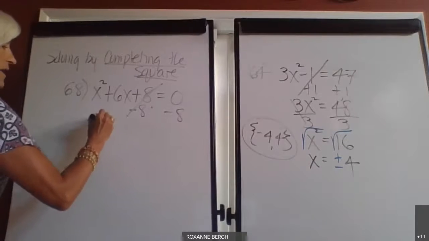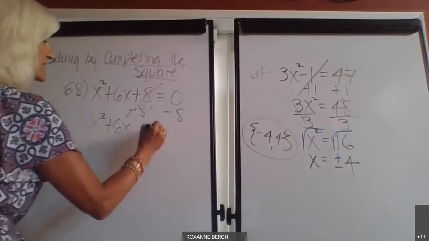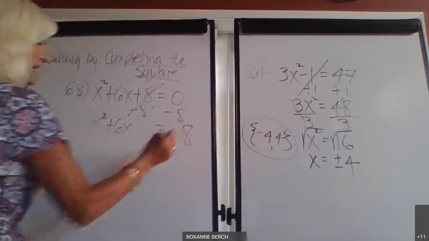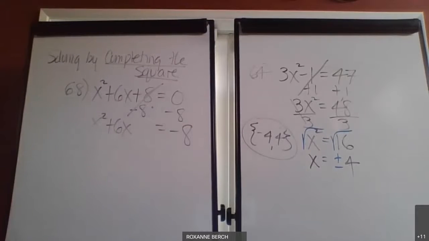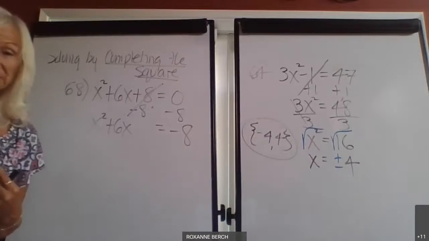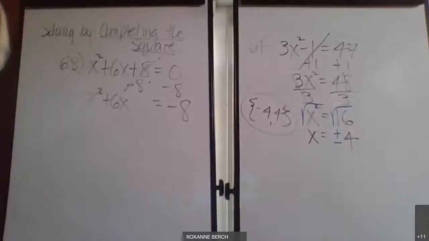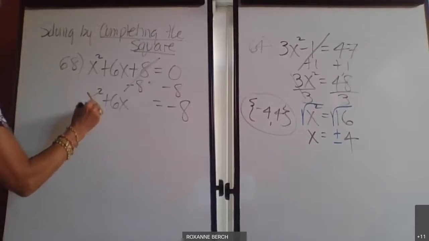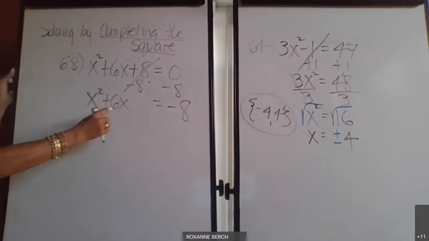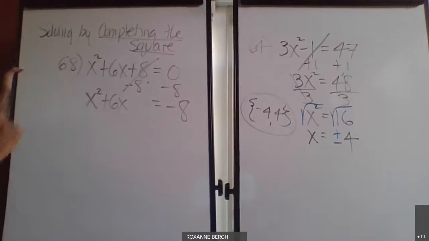We have x squared plus 6x equals negative 8. So what we're going to do is create a perfect square trinomial. This is how we do it. You see the middle term? That was the middle term, right?